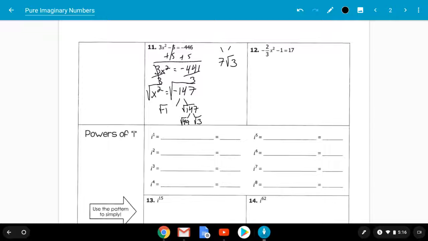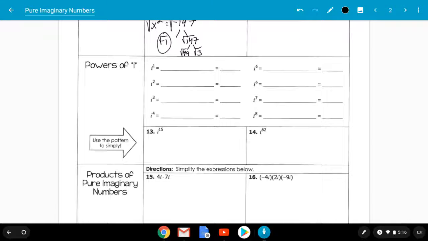But don't forget, we did factor out the square root of negative 1. So it's 7i√3, plus or minus. Right? So that's how you solve problems when I have the square root of a negative number.